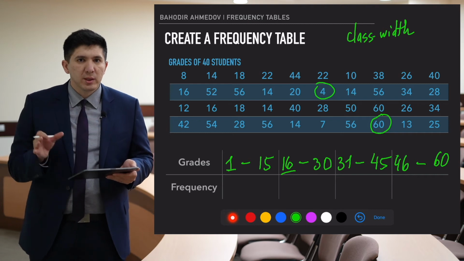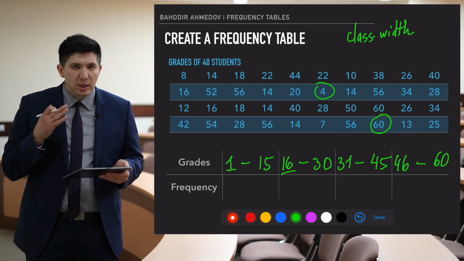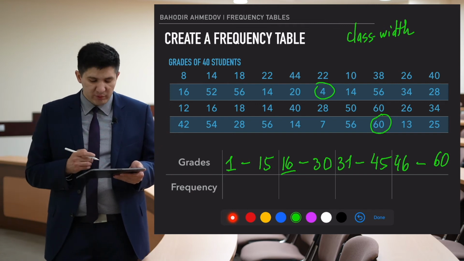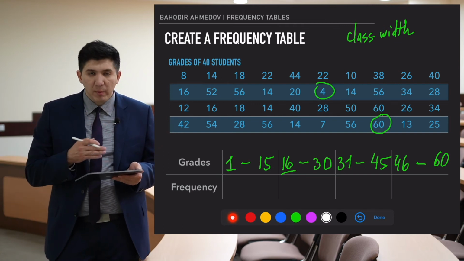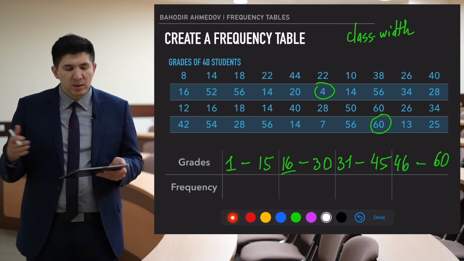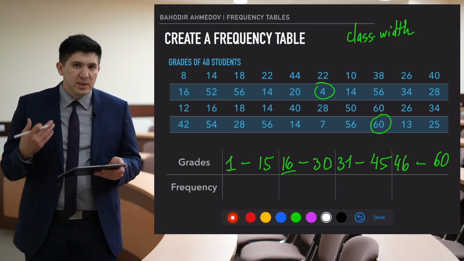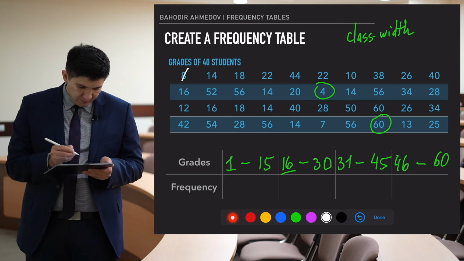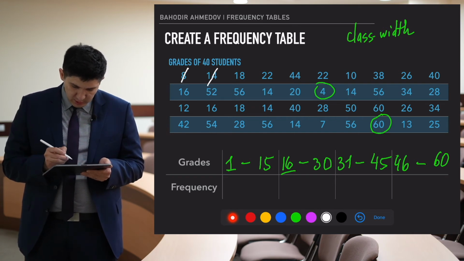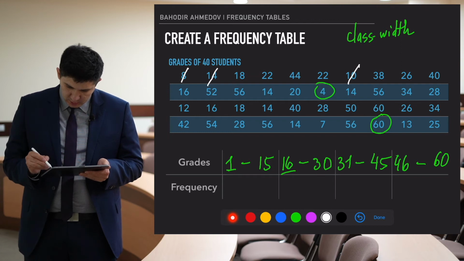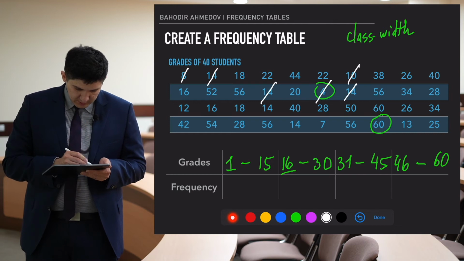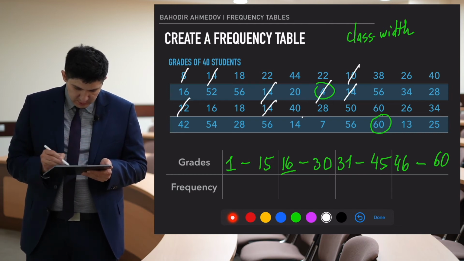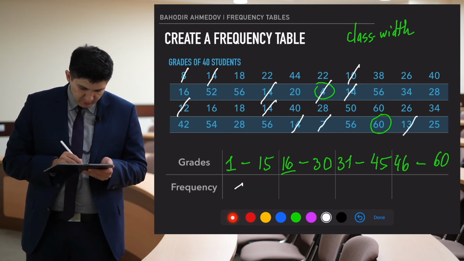So once we build the classes, we can count the number of the items which fall into each of the classes. So let's do this together. I'm going to go through the first, second, third, and fourth row of the data and count the number of the items which fall into the first class. So let's do this. 8, 14, 1, 2, 3, 4, 5, 6, 7, 8, 9, 10, 11. There are 11 points which fall into the first category.